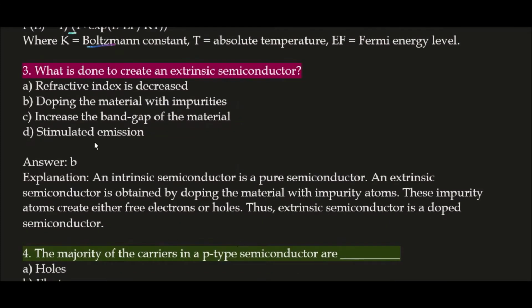Next question. What is done to create an extrinsic semiconductor? Here the correct answer is option B, doping the material with impurities. An intrinsic semiconductor is a pure semiconductor. As you know, an extrinsic semiconductor is obtained by doping the material with impurity atoms. These impurity atoms create either free electrons or holes. Thus, an extrinsic semiconductor is a doped semiconductor. So, doping the material with impurities is done to create an extrinsic type of semiconductor.